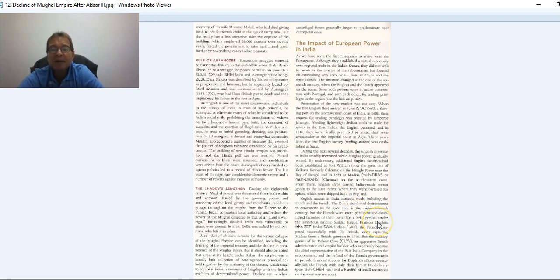Joseph Dupleix is the main French leader in this part of the world, and they will fight against the forces of Sir Robert Clive. And the result of this battle is that the British will become the dominant foreign power in India from 1753 to the middle of the 19th century. The East India Company will be running the affairs of the British in the subcontinent.